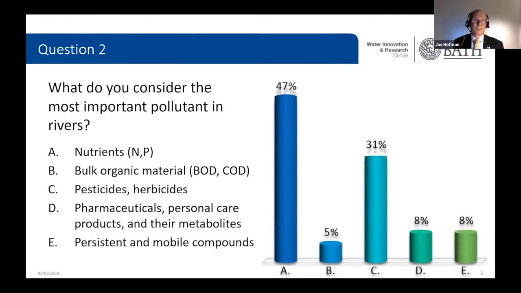Good. That was the second 30 seconds. So we can see here that nutrients are considered important by many of us, and also pesticides and herbicides, but also the other categories seem to get some scores here. And actually, I would think that all of these components are, of course, important in relation to our river water quality. Now let's go to the third question.